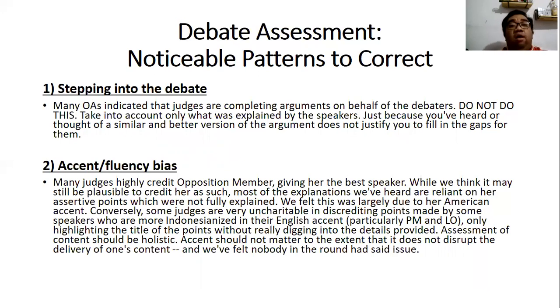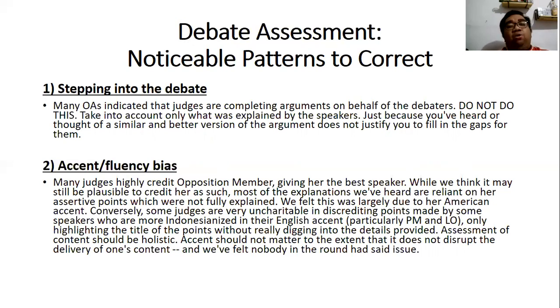We saw many of the judges doing this, and we think that is not okay because your role as a judge is to be an average, reasonable person. You are not a part of the debate. You're going to vote on which team did better, and therefore you must take that neutral observer perspective when it comes to assessing the debates.